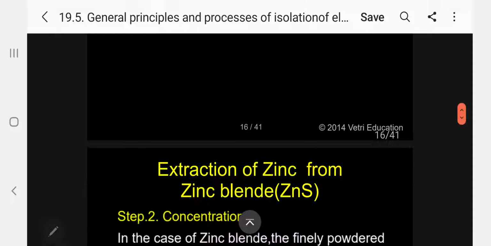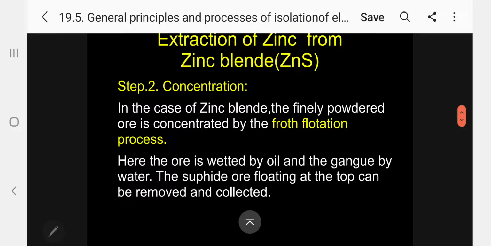So, converted into powder form. Step 2, we have to concentrate this powder form into concentrated form. In the case of zinc blende, the finely powdered ore is concentrated by the froth flotation process. I need not explain froth flotation because I have explained the whole process in the introduction part itself. So kindly refer to that froth flotation process.